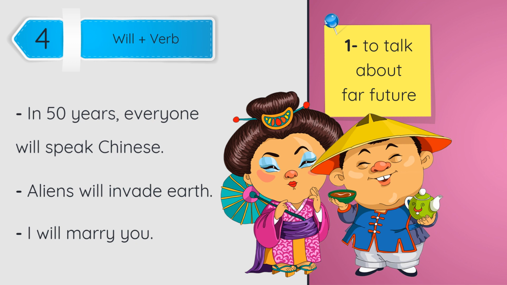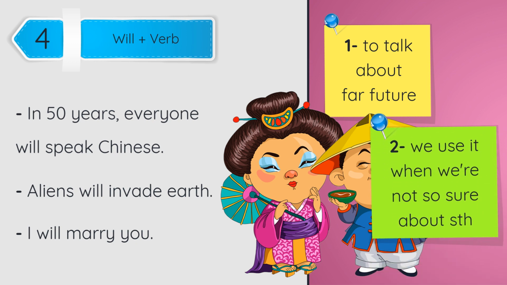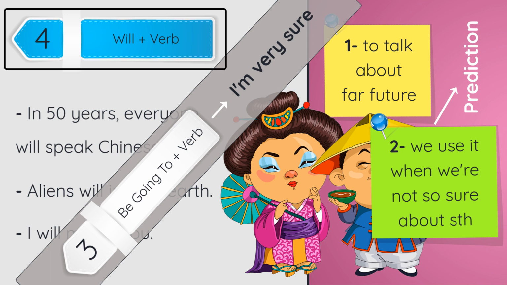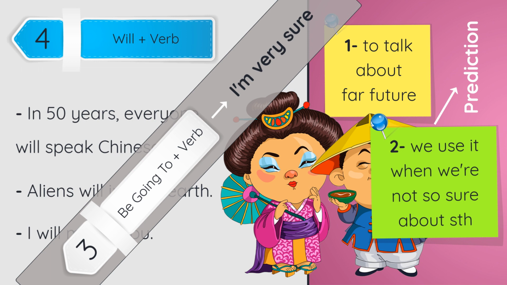We use this also when we are not sure about something. This is my prediction, but I don't have that much evidence of this. I'm not very, very sure. So I will use will, because I'm not sure. Whereas if I'm very sure, there's a lot of evidence, I know it's going to happen, I use be going to. So this one, there is not a lot of evidence, and it's a prediction we don't have evidence for.